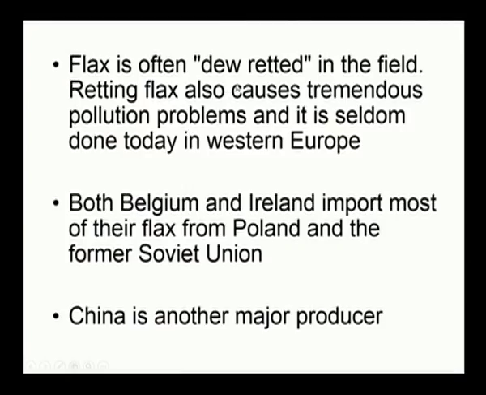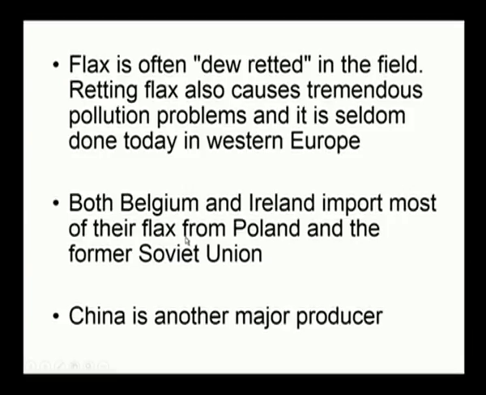Flax is often retted in the field. Retting flax also causes tremendous pollution problems, and it is seldom done today in Western Europe. So, what happens? Retting, as we already discussed, is where the fiber material is dipped or soaked in water, and due to microorganisms, fungus and bacteria, everything other than the fiber material will be consumed or removed. So, we can separate the fiber from the non-fiber material. But it induces pollution, because the smell will be very bad everywhere.